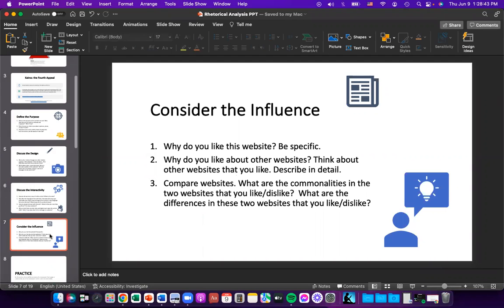And I want you to think about this from your perspective. Why do you like the website? And try to be specific with that. What do you like about other websites that talk about similar things? Maybe what are the differences between the website article that you're choosing and other website articles? Is there something that you like or you dislike? And just kind of be honest.